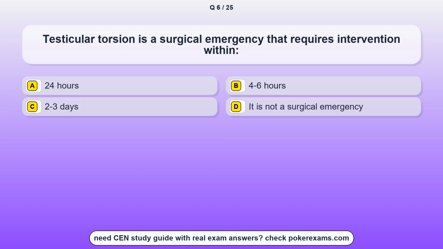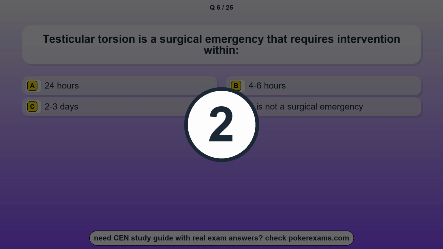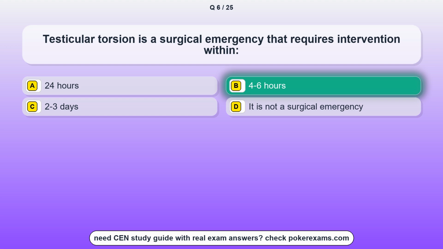Question 6. Testicular torsion is a surgical emergency that requires intervention within option A, 24 hours, option B, 4-6 hours, option C, 2-3 days, option D, it is not a surgical emergency. The correct answer is option B, 4-6 hours.